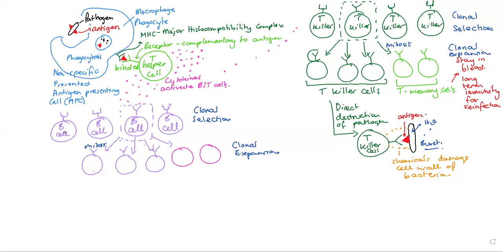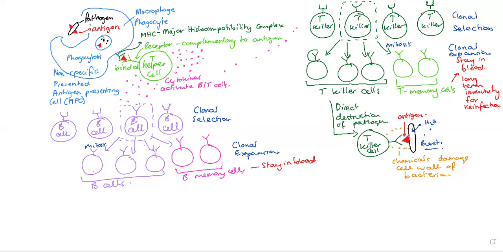And we've got our B memory cells, and more B cells. So what happens to the B memory cells? You could probably guess. They're going to stay in the blood, like so. And the actual B cells themselves are going to do something different.